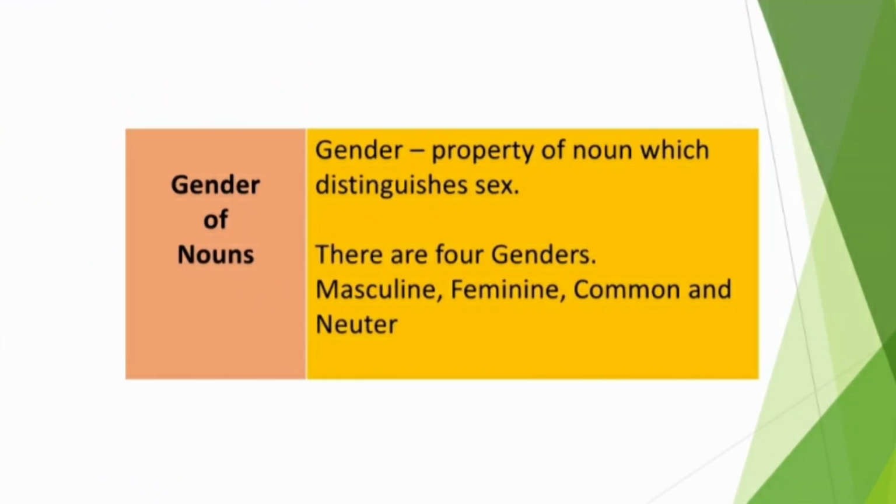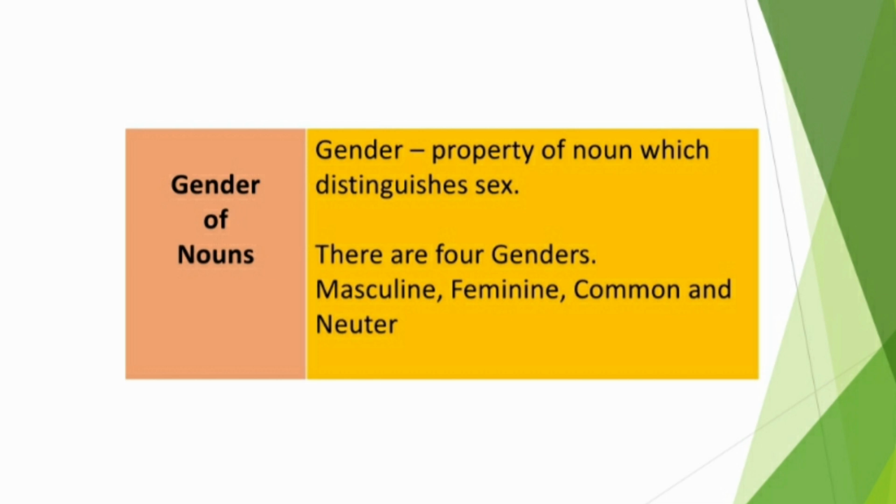Okay, let's proceed to another property of noun, which is the gender of nouns. This property of noun distinguishes sex. So there are four genders: the masculine, the feminine, the common, and the neuter.